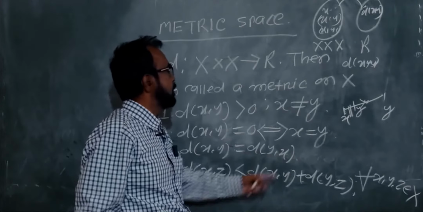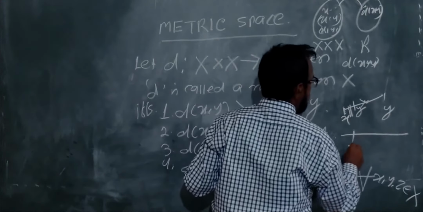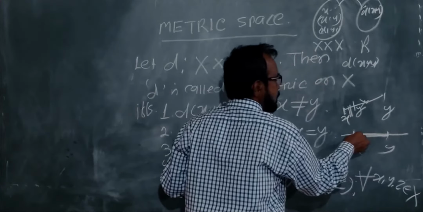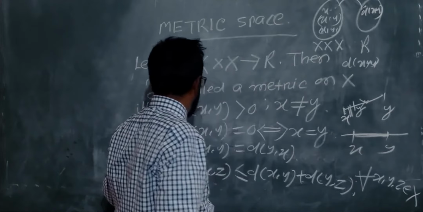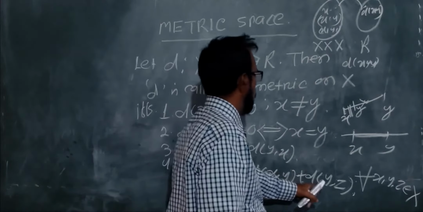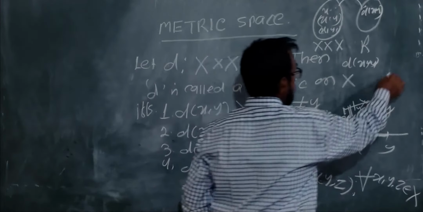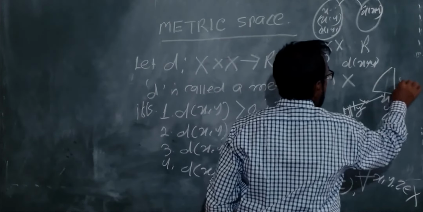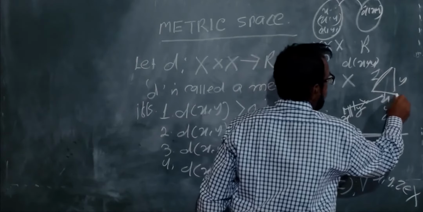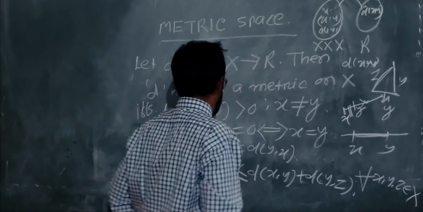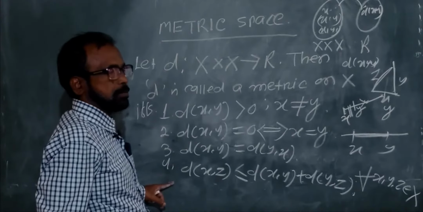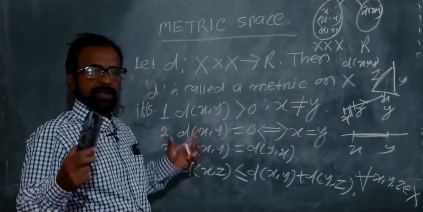d(x,y) equal to d(y,x). That means the distance from x to y is equal to the distance from y to x. And the distance from x to z is less than or equal to the distance from x to y plus the distance from y to z. This is called the triangle inequality: d(x,z) is less than or equal to d(x,y) plus d(y,z). If D satisfies these conditions, then we declare that D is a metric.